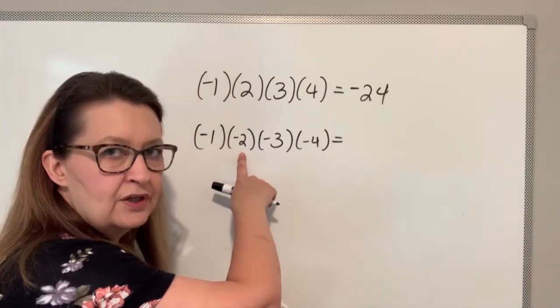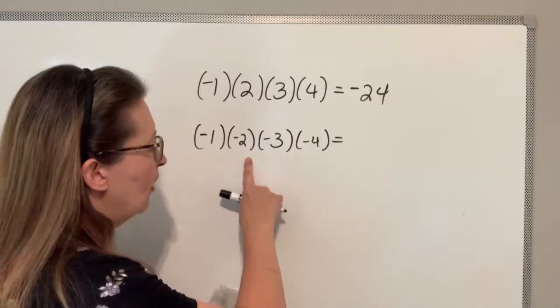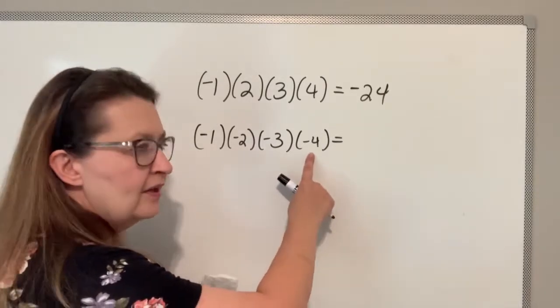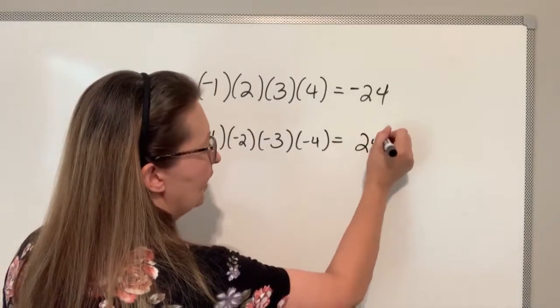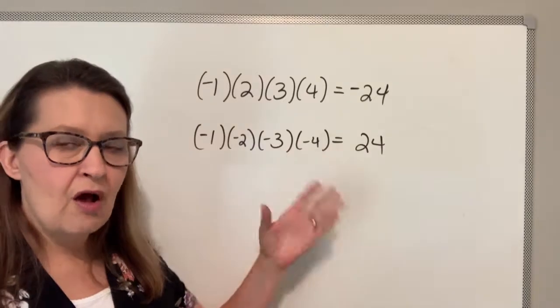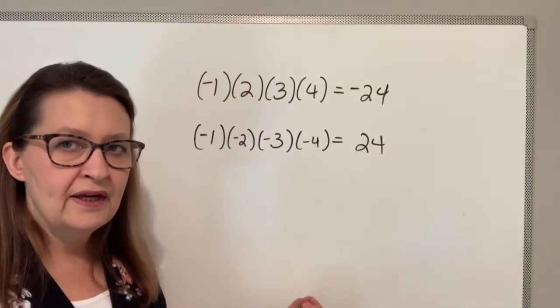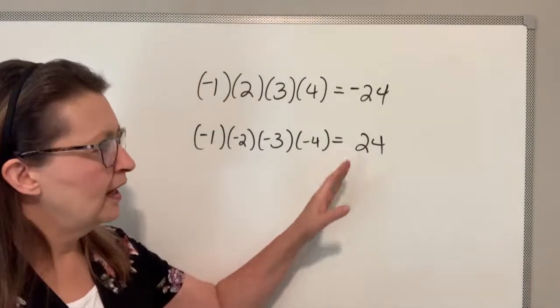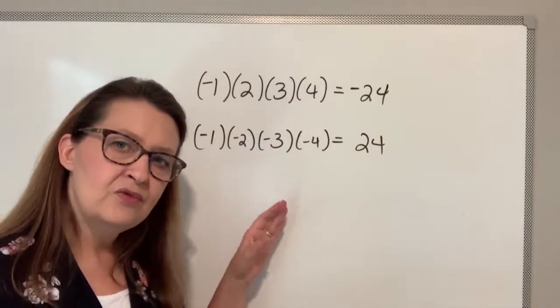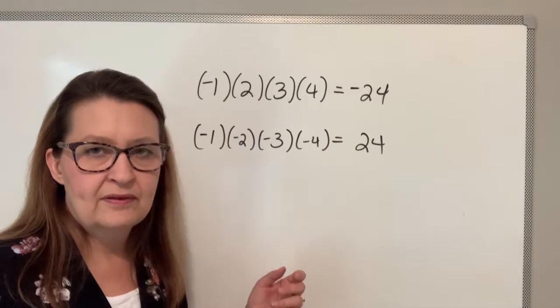-1 times -2 is +2. +2 times -3 is -6. And -6 times -4 brings me back to +24. So even though I had 4 numbers all multiplied together and they were all negative, they canceled each other out and I wound up with a positive. So you have to follow your rule, not just what looks like it's going to make sense.